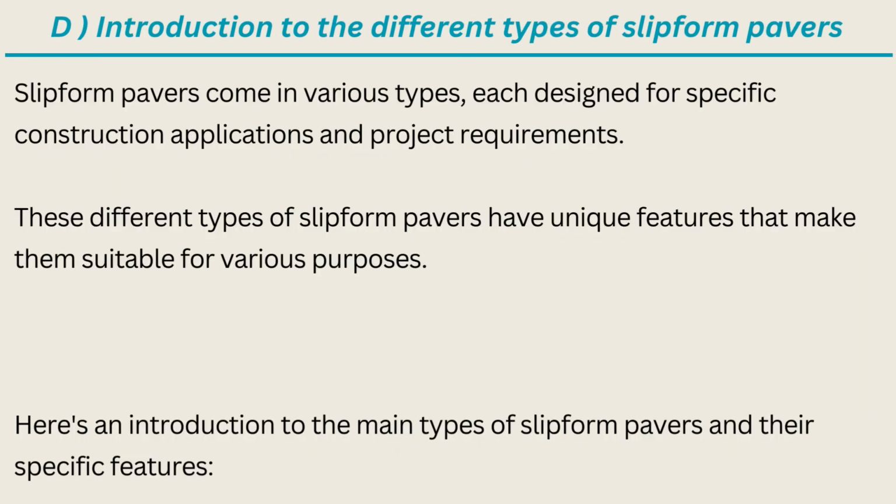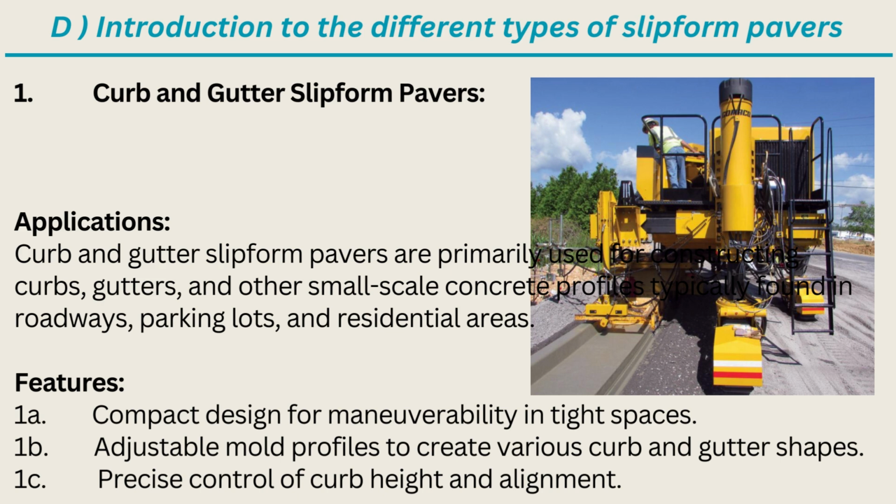D. Introduction to the different types of slipform pavers and their specific features. Slipform pavers come in various types, each designed for specific construction applications and project requirements. These different types of slipform pavers have unique features that make them suitable for various purposes. Here's an introduction to the main types of slipform pavers and their specific features. 1. Curb and gutter slipform pavers. Applications. Curb and gutter slipform pavers are primarily used for constructing curbs, gutters, and other small-scale concrete profiles typically found in roadways, parking lots, and residential areas.